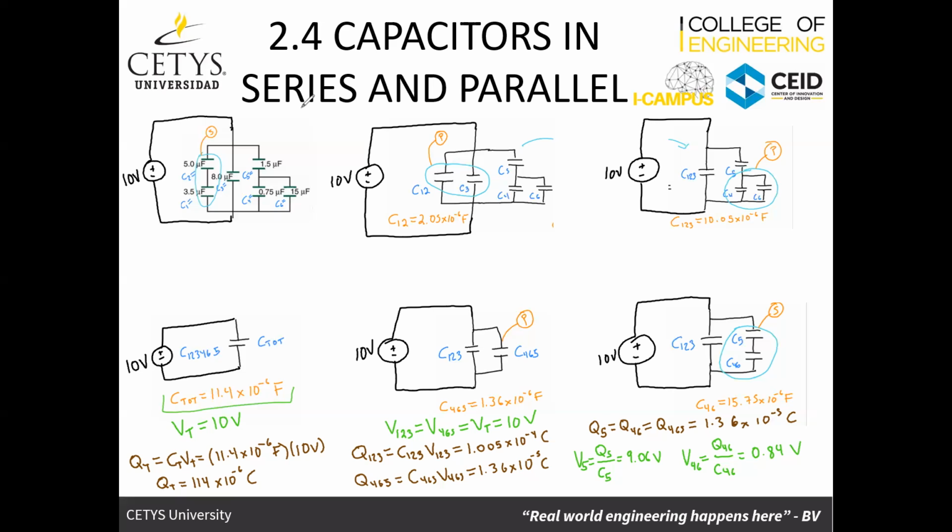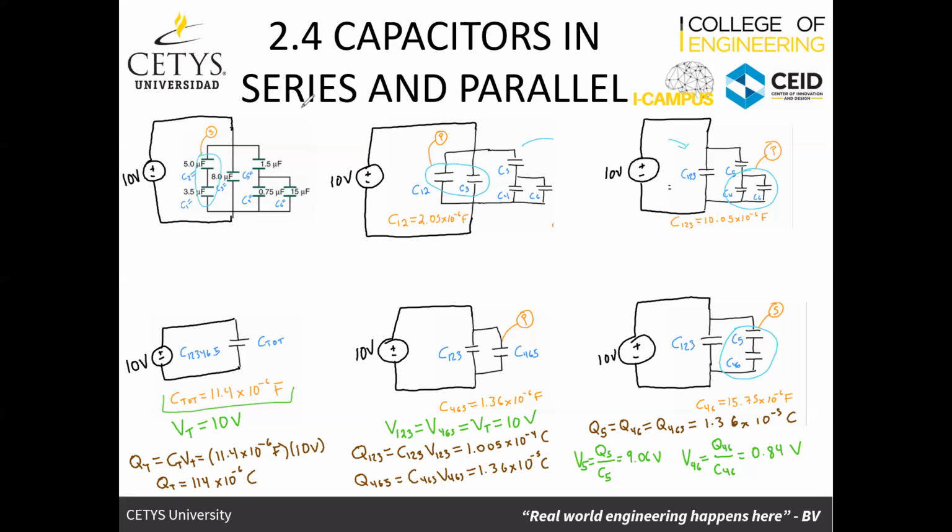Now, capacitor 4,6, we don't need to bother anymore with capacitor 5 because we already found its value. But capacitor 4,6 is coming out of this combination over here on top. And what type of combination is that? Parallel. 4 and 6 is coming out of a parallel combination.